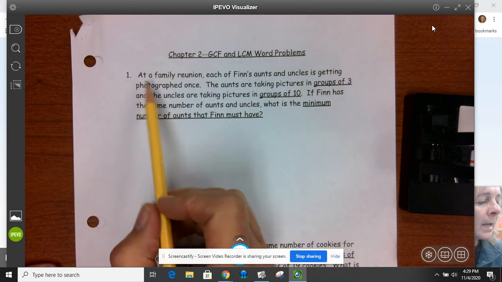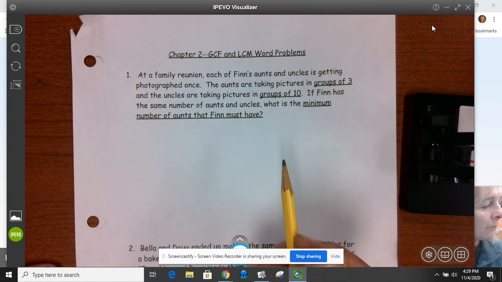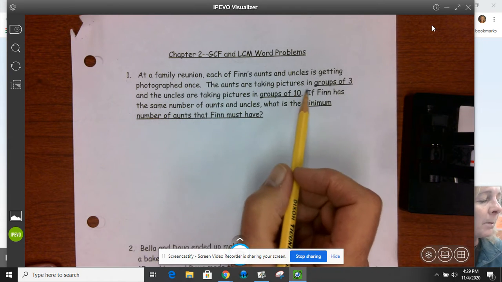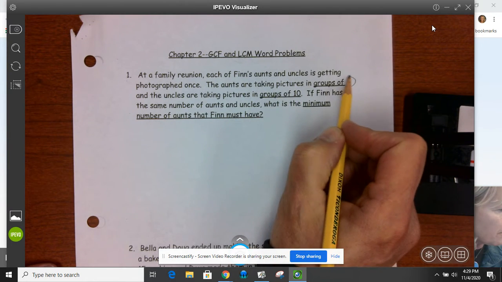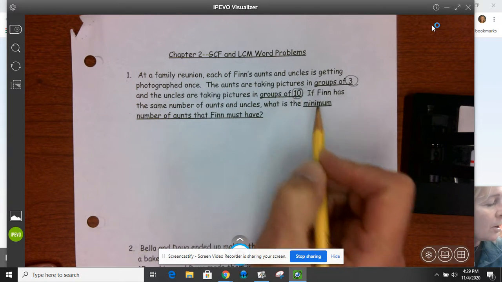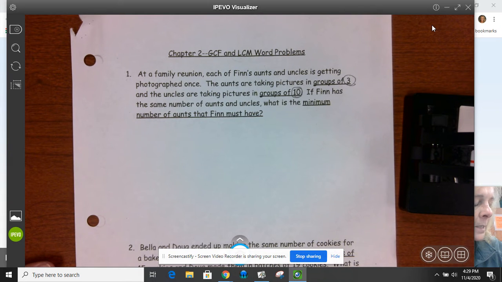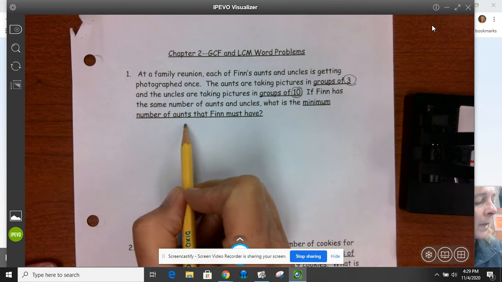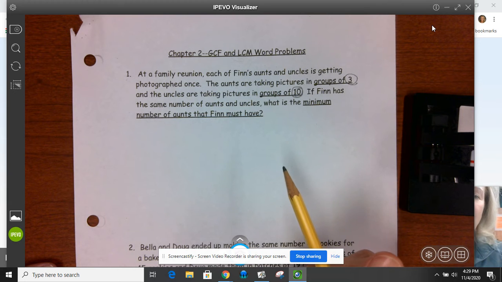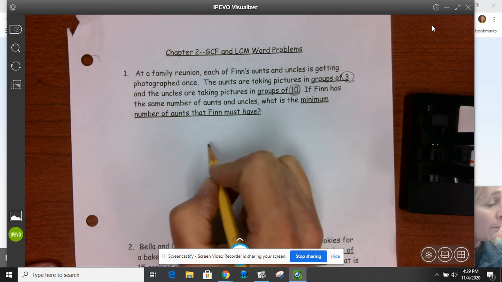Number one here. At a family reunion, each of Finn's aunts and uncles is getting photographed once. The aunts are taking pictures in groups of 3, so notice the number 3, and the uncles are taking pictures in groups of 10. So they're already in groups. If Finn has the same number of aunts and uncles, what is the minimum number of aunts that Finn must have? And you're going to say, I don't know whether to use the greatest common factor or least common multiple. So what we're going to do is we're going to solve for both.